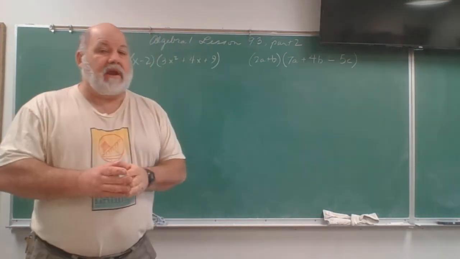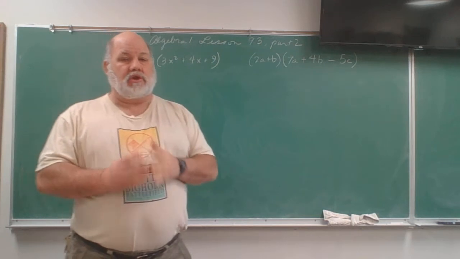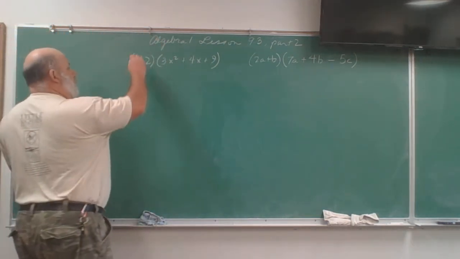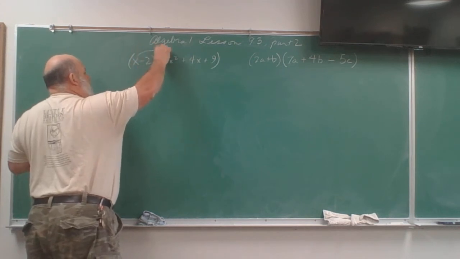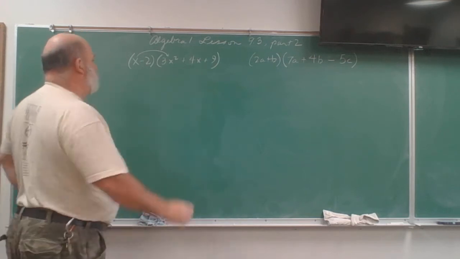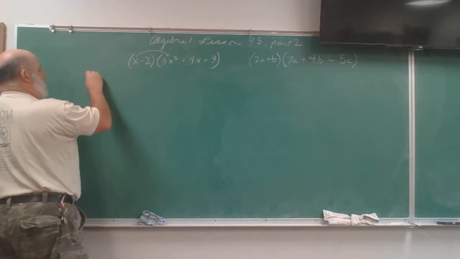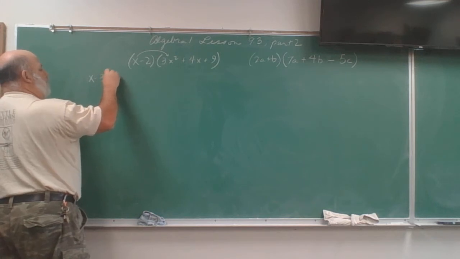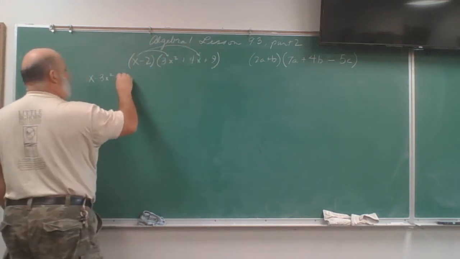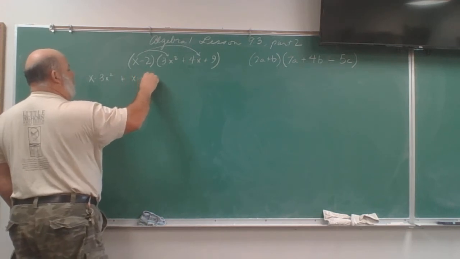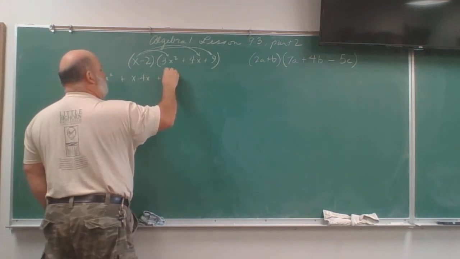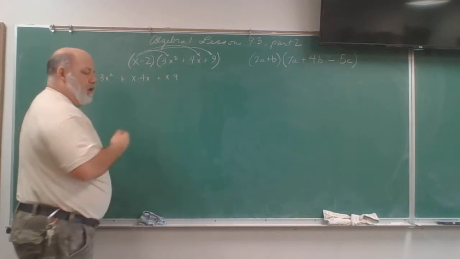This first line that I write out, you do not have to show this in your work, but I show it because I'm teaching you. So, distributive property says this x will get multiplied by every term in this second quantity. So, it's going to be x times 3x squared. Then it's going to be x times 4x. And then lastly, x times 9. Now I'm going to pause there for a second.